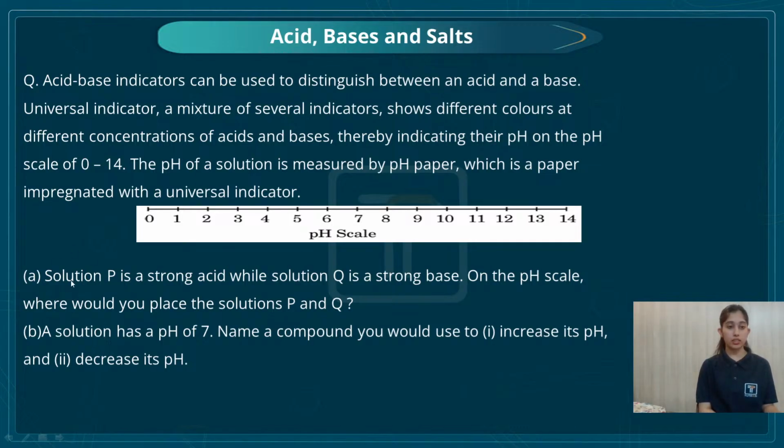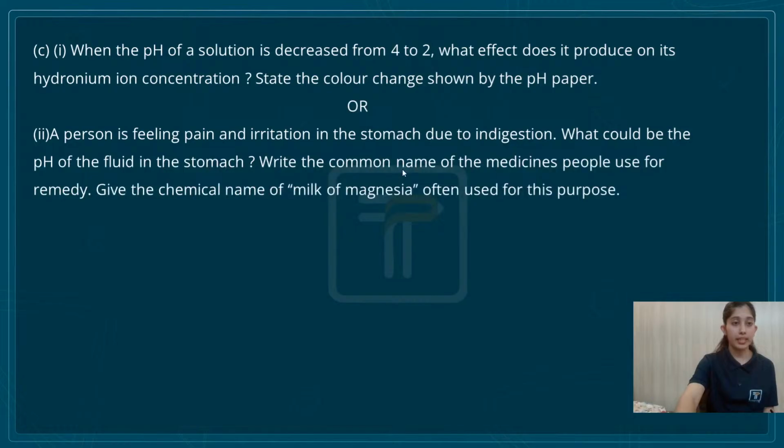Now what are they asking you? They are asking: solution of P is a strong acid while solution of Q is a strong base. On the pH scale, where would you like to place them? A direct question, students. A solution has a pH of 7. Name a compound that you would use to increase its pH and decrease its pH. pH 7 है तो neutral है. एक कंपाउंड बताइए जिससे pH बढ़ जाए और एक बताइए जिससे pH डिक्रीज हो जाए. Again, this question has one more part.